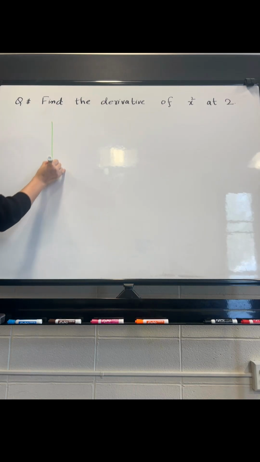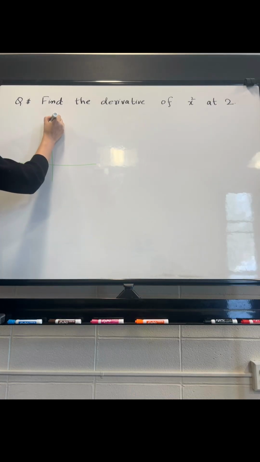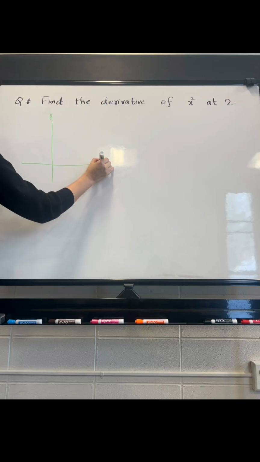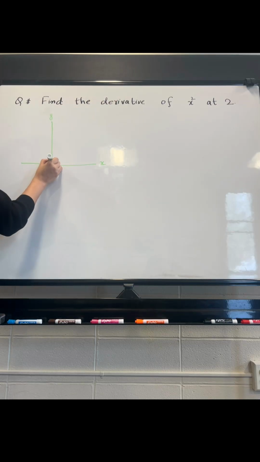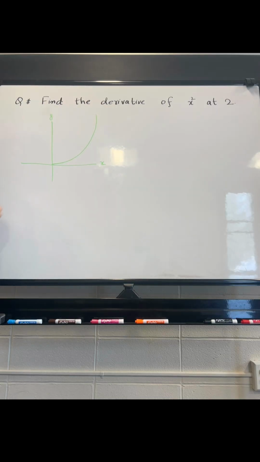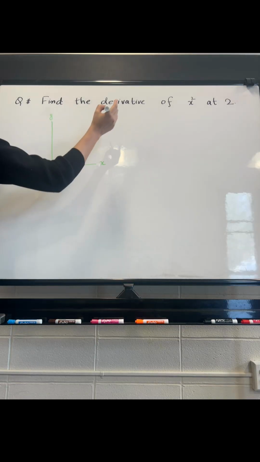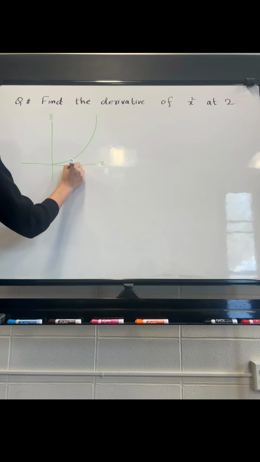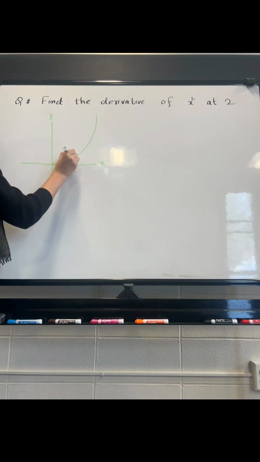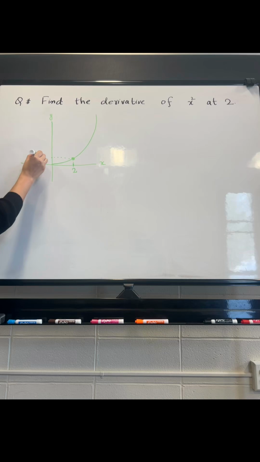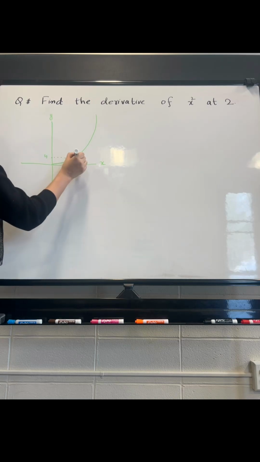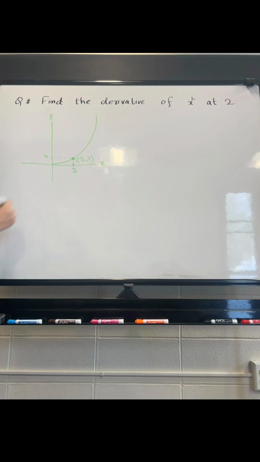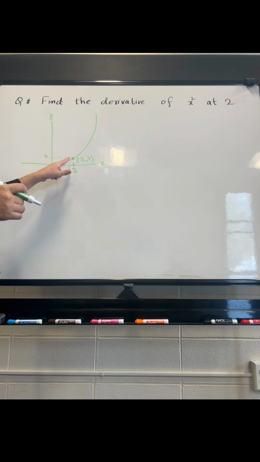derivative of any curve, this is our y-axis and this is our x-axis. If we have a curve like x squared, this will be our curve for x squared, and we want to find the derivative at 2. Let's suppose we have 2 here. Then this will be our point and this would be our x squared, like 4. So we have a point here as 2 and 4, right? Now we want to find the derivative over here.